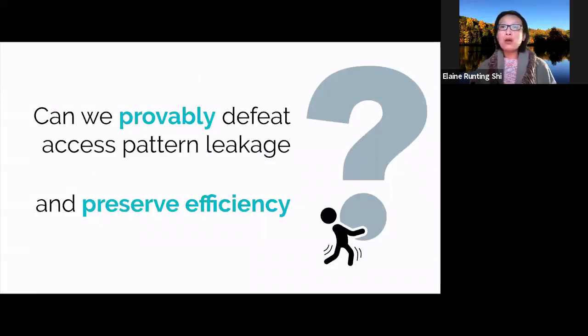Therefore, an important question is, how can we defeat access pattern leakage? There are two things that are important. First, we want provable security. And secondly, we care about efficiency. If we did not care about efficiency, there would be a naive solution. Essentially, one can scan through the entire memory every time there's a request. But this would incur, obviously, linear slowdown, which is prohibitive.